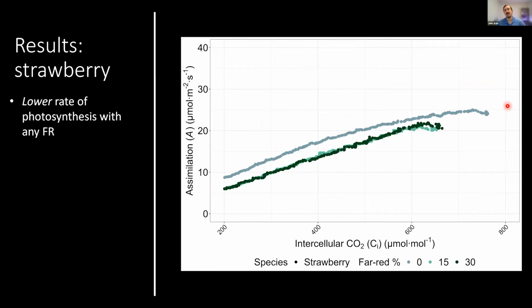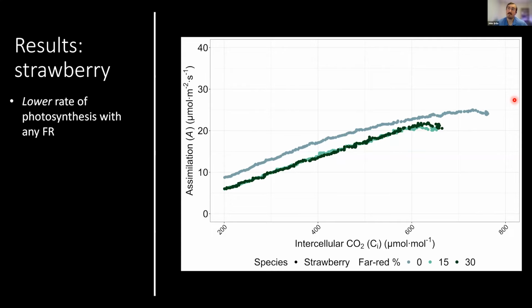Now, with strawberry, we had a bit of a different response than the other species. We actually have a lower rate of photosynthesis with any amount of far red light. Regardless of the amount of far red light that was included, the photosynthetic rate was almost identical across this A/Ci curve for 30 and 15% far red. But with 0% far red, we see that there's a much higher photosynthetic rate across that entire range.